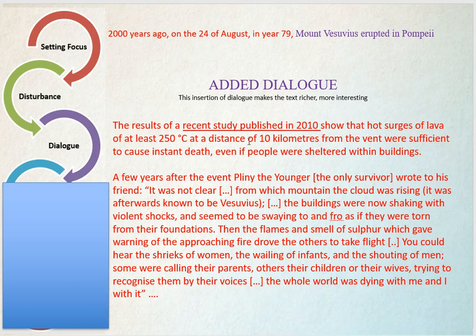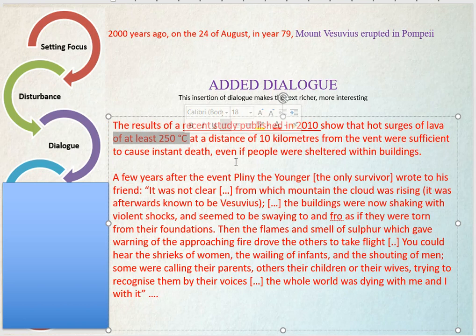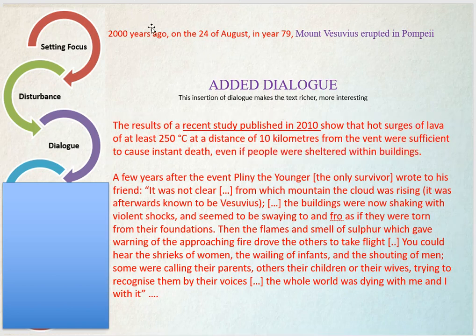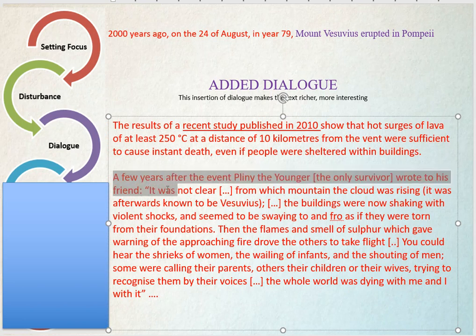So the results of a recent study published in 2010 show that hot surges of lava of at least 250 Celsius degrees at a distance of 10 kilometers from the vent were sufficient to cause instant death, even if people were sheltered within buildings. Now, that's a terrible, terrible thing to experience, right? And notice she has here a letter written by an eyewitness.